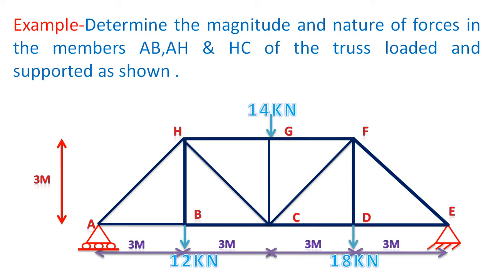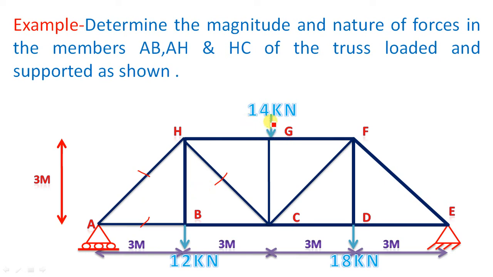Here it is mentioned: determine the magnitude and nature of forces in members AB, AH and HC of the truss loaded and supported as shown in the figure. So we have to find out the forces in member AB, then AH, it's this one, and HC. So we have to find out the forces in these three members.